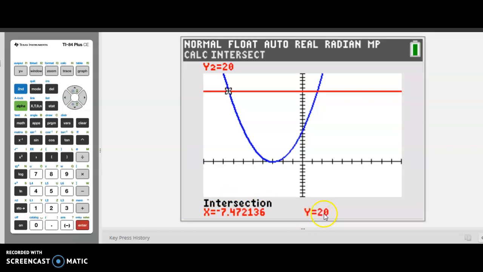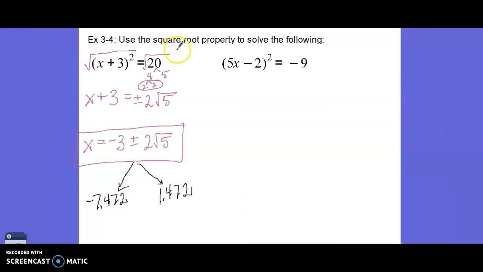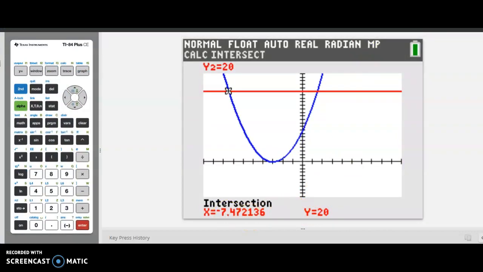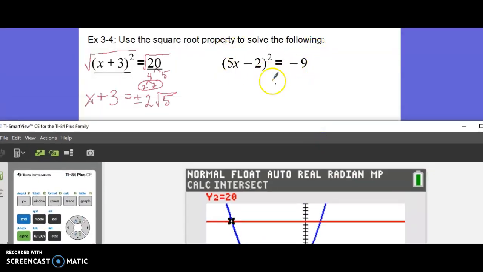Now we ignore the y equals 20 because, well, that's saying that we want this side to equal 20 and this side to equal 20. That's why I don't really care about this y value. I only care about the x values. So I'm actually going to use a graphing calculator to explain this one right here.